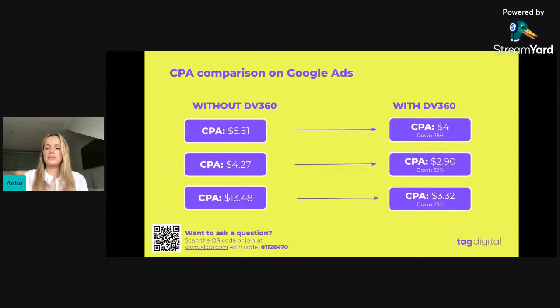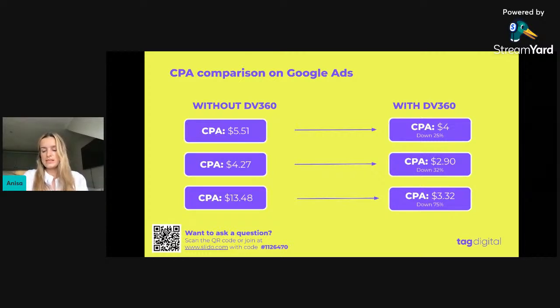And we have done some digging into some accounts where we have run Google Ads campaigns alone and when we have run them alongside a programmatic campaign. And these are our findings. So in these examples, we have year-on-year stats, and we can see a clear decrease in the CPA on Google Ads when we are running a programmatic campaign at the same time as our search campaign.